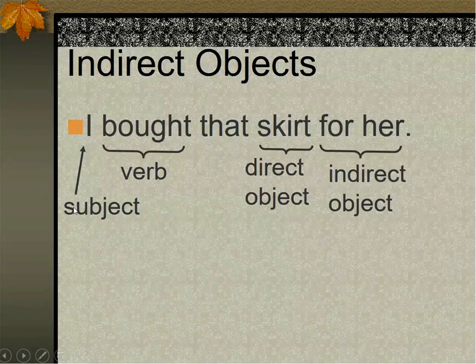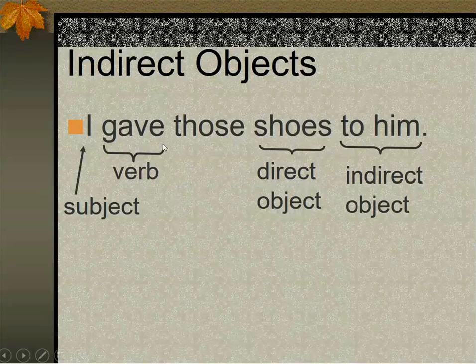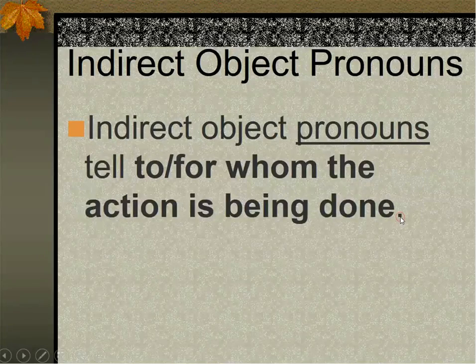I would be the subject, bought would be the verb, that skirt would be the direct object. So, I bought that skirt for her. For her would be the indirect object. Okay? I gave those shoes to him. I would be the subject, gave would be the verb, those shoes would be the direct object, and to him would be the indirect object.